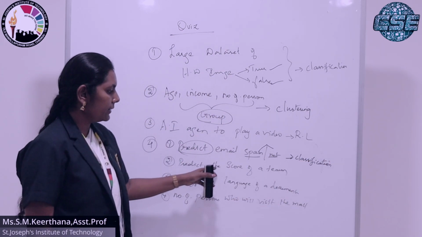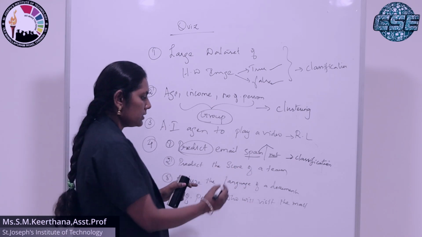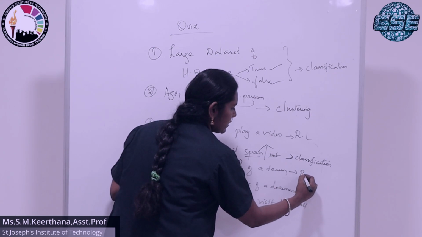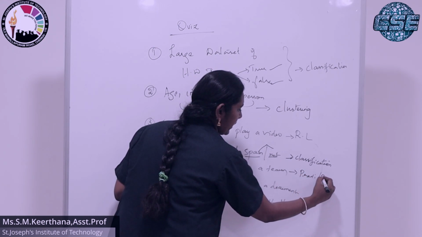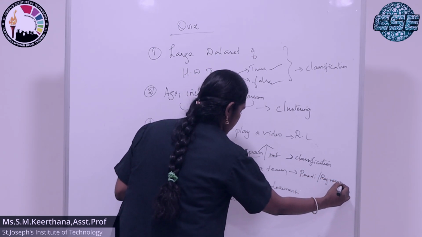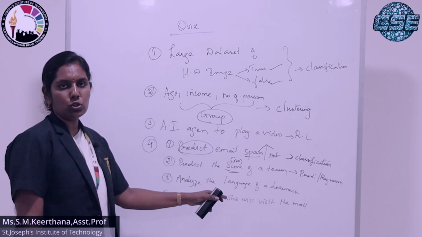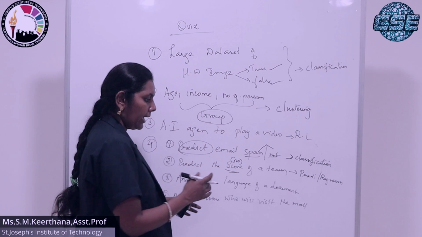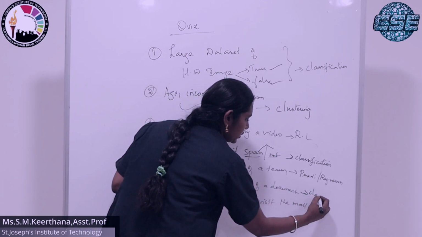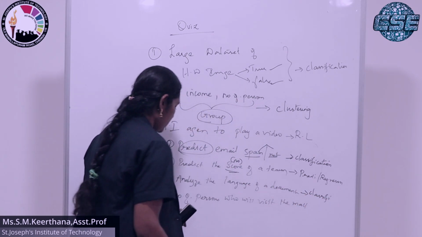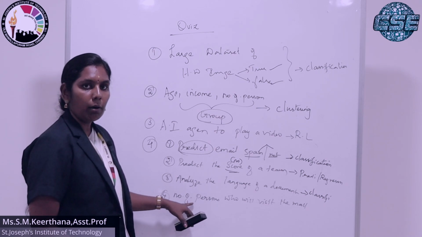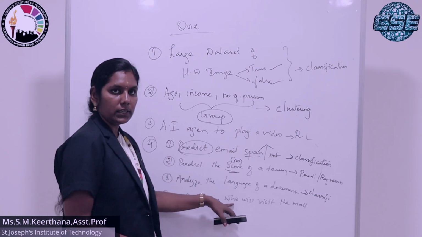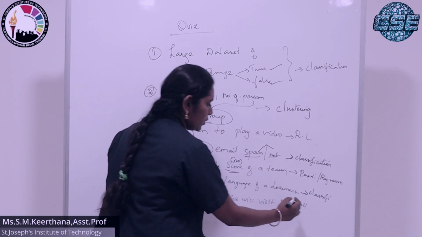Next, to predict the score of the team. What is the output of this score of the team? It is number data. So it is prediction, which is regression. Next, analyzing the language of a document, whether it is English, Tamil, Telugu, Urdu. So it also comes under category, so it is a classification task. Next, identifying the number of persons who will visit the mall. Here the output is number based, so this is also prediction.